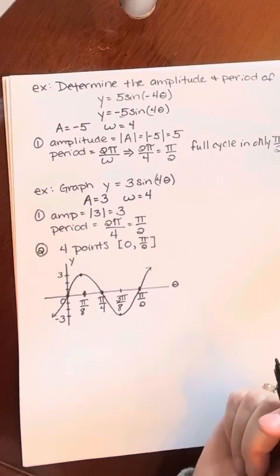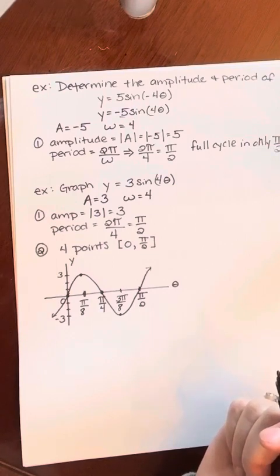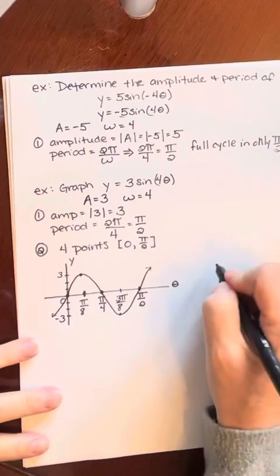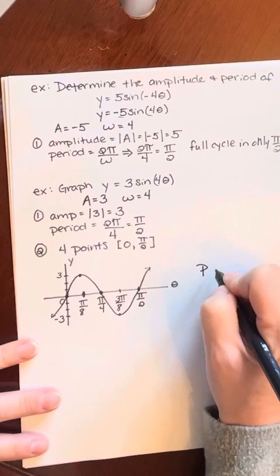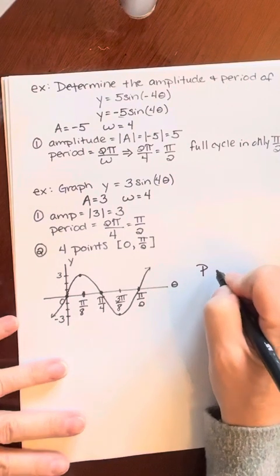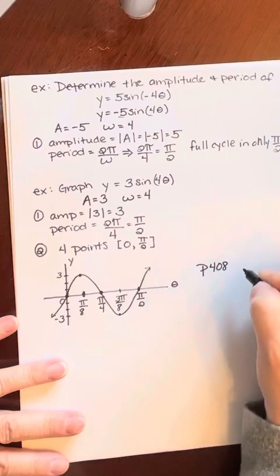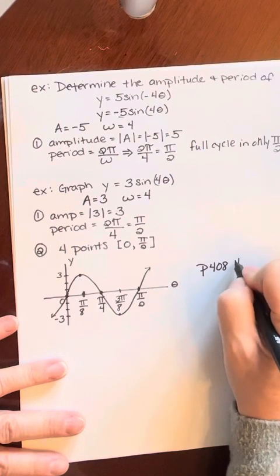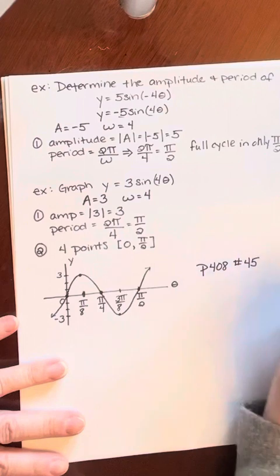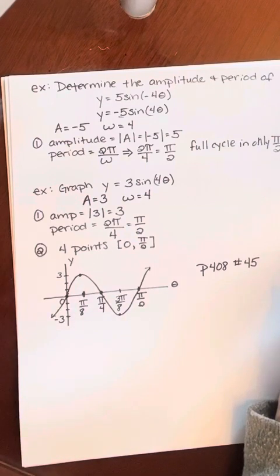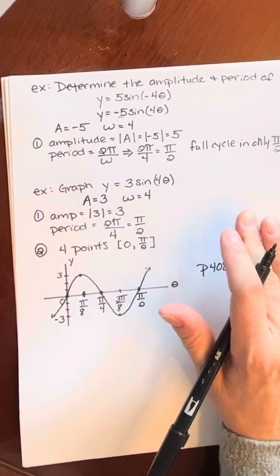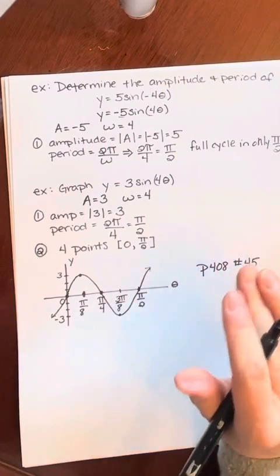Okay, so now I want you to try some. So I would like for you to try page 408. Yes, page 408. I would like for you to try number 45. Page 408, number 45. Give it a try. Why don't you pause the YouTube and give it a try.